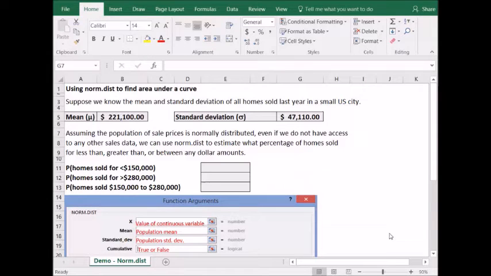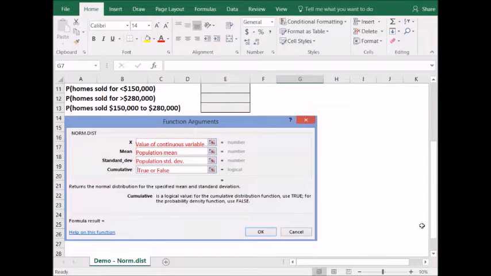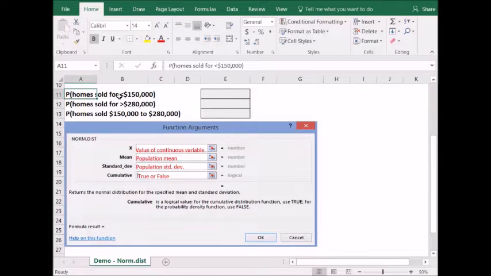Norm.dist requires 4 pieces of information. I've pasted in an image of the dialog box. Let's walk through each required component. First, the x is a specified value for a continuous variable. In the first question we need to answer, x is $150,000. Next, the mean, which is our population mean, has been given to us as $221,100.